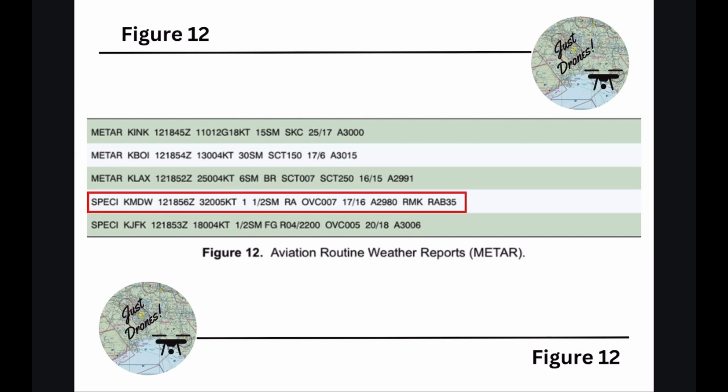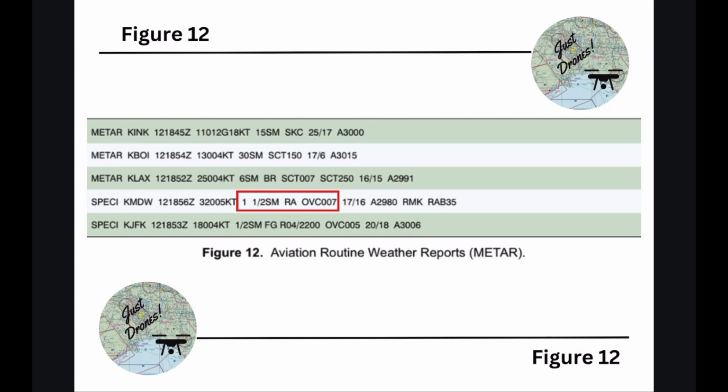And then it looks like we have our temperature and dew point, 17 degrees Celsius for temperature, 16 degrees Celsius for the dew point. But it doesn't ask all of that, right? It's just asking for the visibility and cloud coverage. So looking at this, we can eliminate the rest of it. So we get 1.5 statute miles.